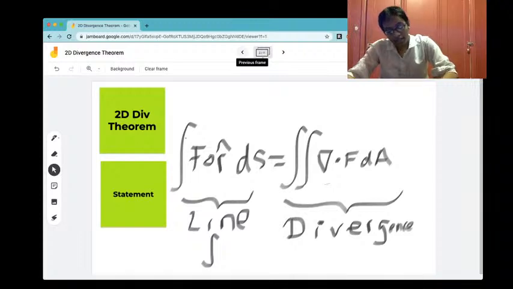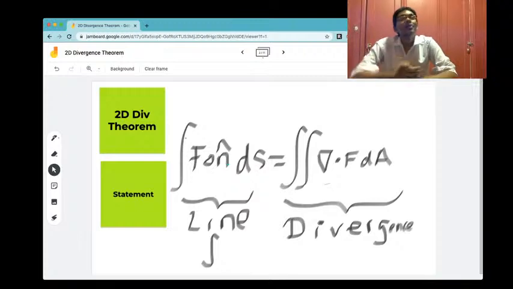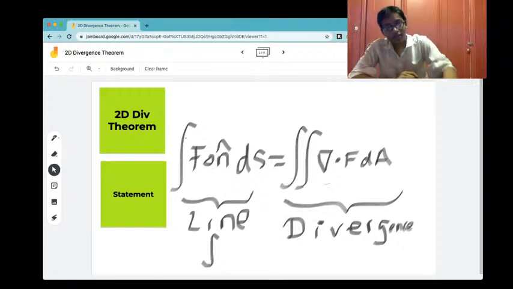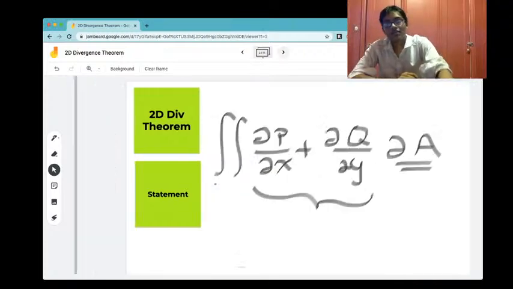Instead of r hat, I should instead correct that to n hat, n of course standing for the normal vector. Okay, and we seem to have another audience member here, but that's totally fine.